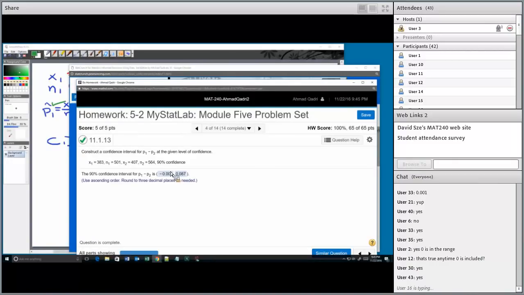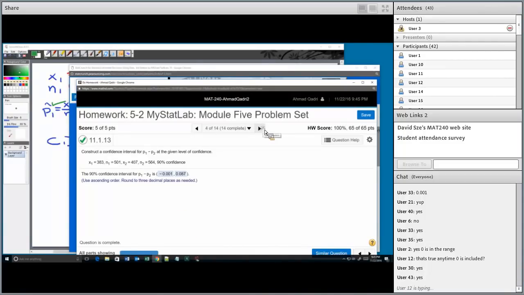Yes, every time 0 is included, that is true. Now, sometimes you may get instances where this is very close, right? This is almost 0. The lower limit is almost 0, right? So in this case, it could go one way or the other. But if 0 is included in the interval, then that means your null hypothesis is included in the interval. You cannot reject it. Okay.